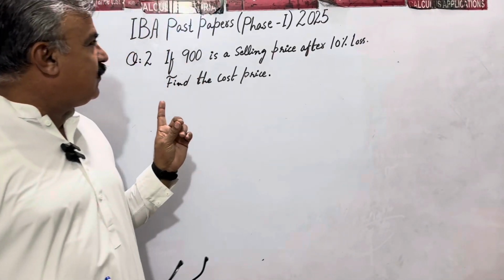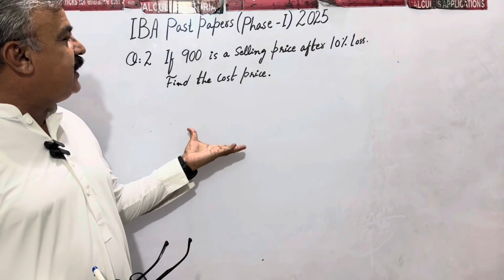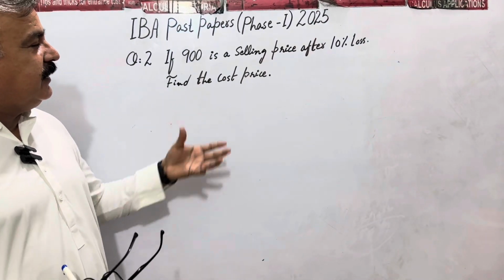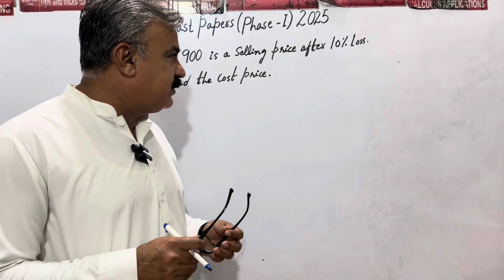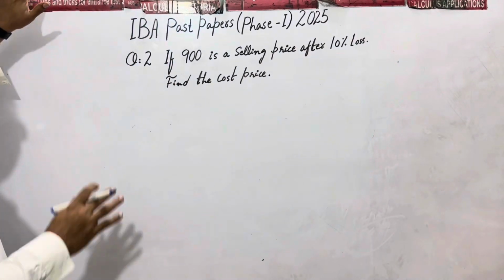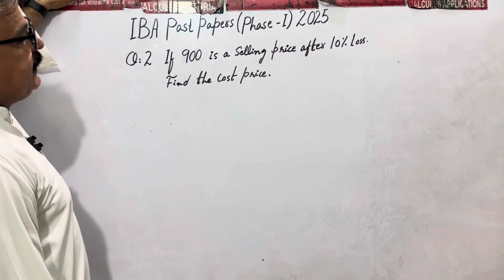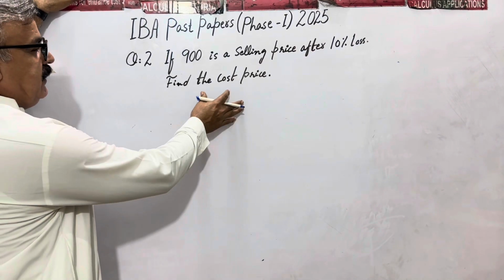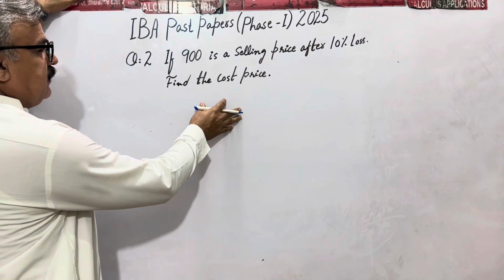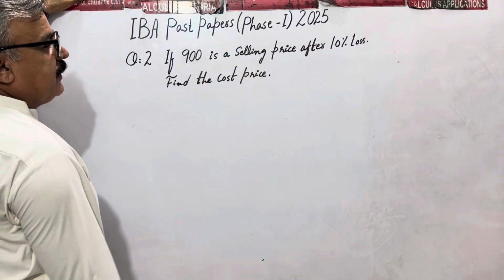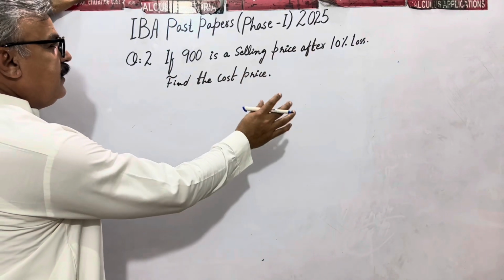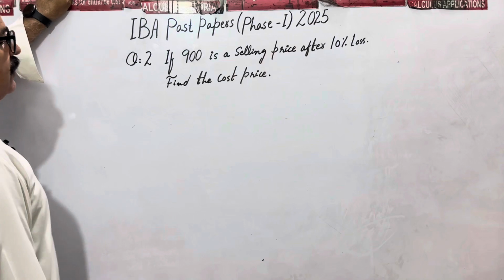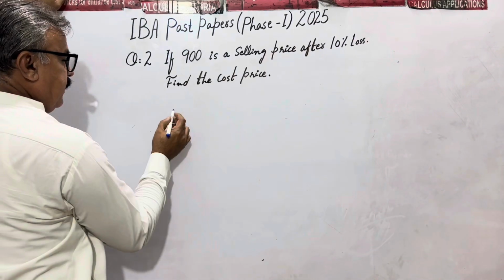Another question after phase 1. The student has reconstructed, recalled their memories and produced this question, and I am here to solve. If 900 is the selling price after a 10% loss, find the cost price.